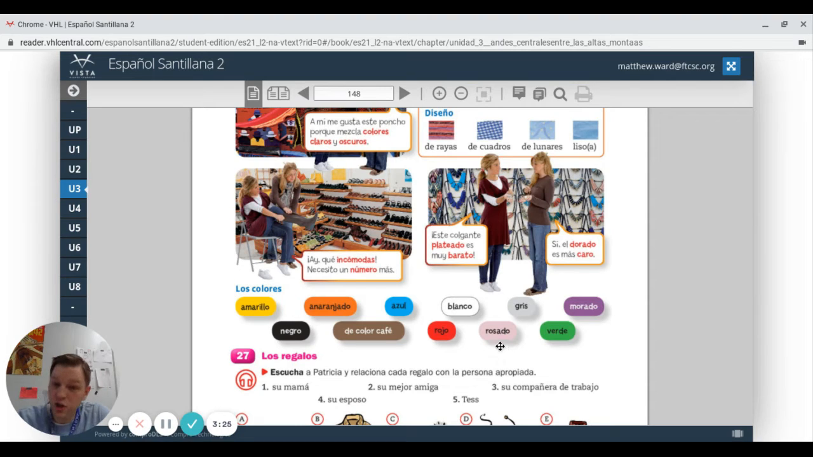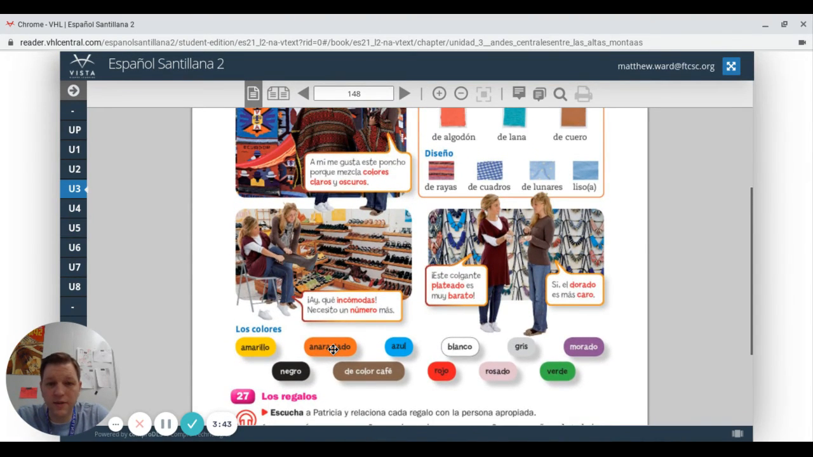So, la camisa, the shirt, la camisa es negra. Las camisas son azules. But since it's de color café, it doesn't work like other adjectives. Las camisas son de color café. That's how you'd phrase it.